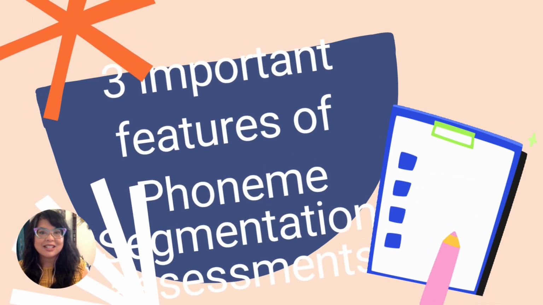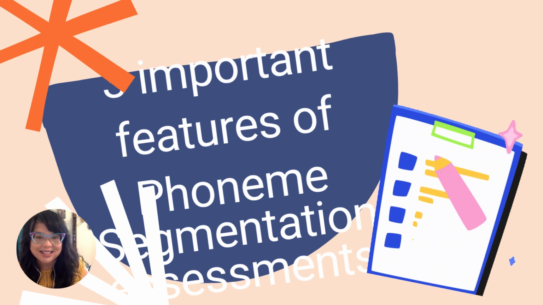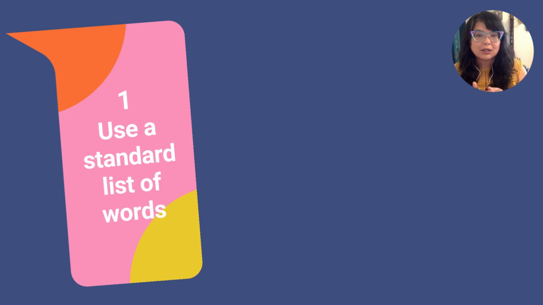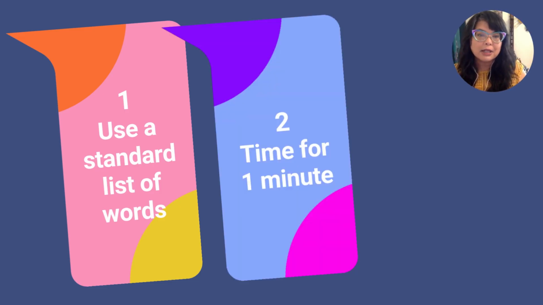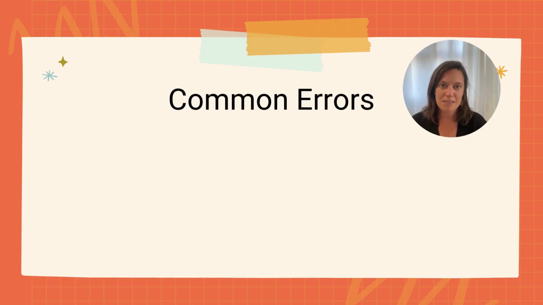Another important skill is phoneme segmentation. So let's take a look at some phoneme segmentation assessments. We're looking at can young people hear a word in its entirety, like bat, and take apart the segments, the parts of the word, with a standard list of words. You're going to time that for a minute, and then you're going to count only the correct phonemes that are segmented. And this will give you an accuracy score. As we're completing these assessments, we will notice that students often make these common errors.